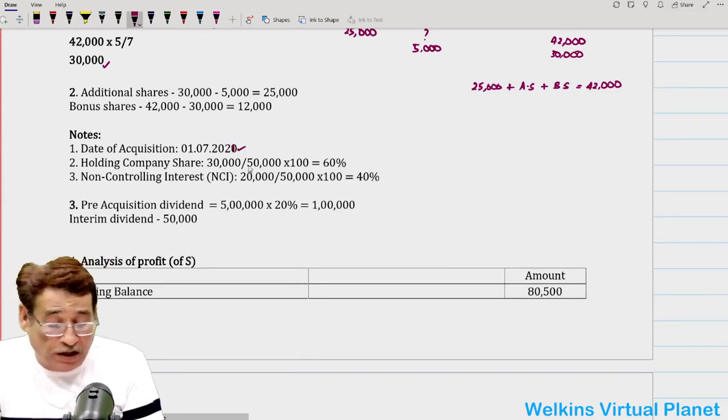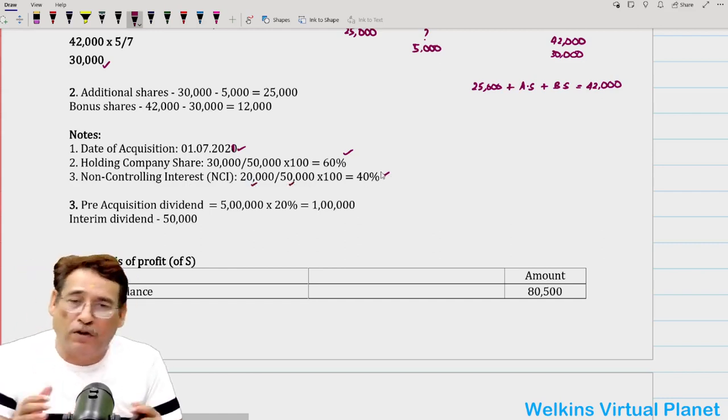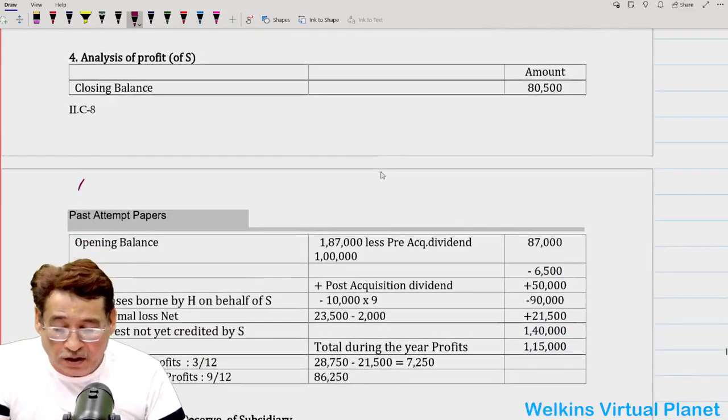So now your date of acquisition will become 1/7/2021, actually not 20. 1/7/2021, and holding company share will be, now you are having 30,000 shares and the subsidiary company is having total 50,000 shares, so that means your share is 60%. Non-controlling interest holder or minority interest, they are having 20,000 shares out of 50,000 shares, so their percentage is 40%, or 3:2 will become the ratio, correct?